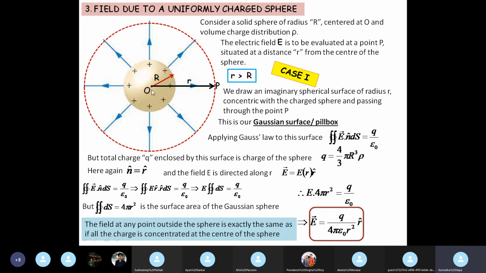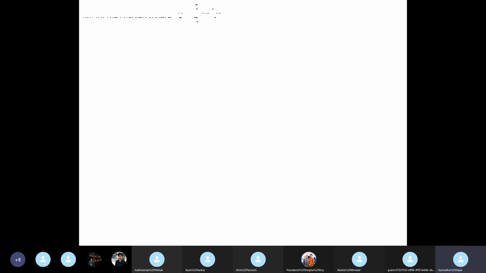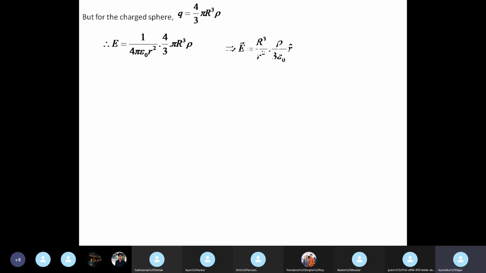the center. But now you have to get the actual result, and for that you have to calculate the value of Q, which is the volume of the sphere times rho, the volume charge distribution. So 4/3 pi R cube rho. So E is equal to 1 by 4 pi epsilon naught r squared into 4/3 pi R cube rho, that is Q by 4 pi epsilon naught r square. This is the magnitude. We are not considering the direction here anymore. We know the direction is along r cap. So simplifying, we get E vector is equal to capital R cube by small r square into rho by 3 epsilon naught r cap.